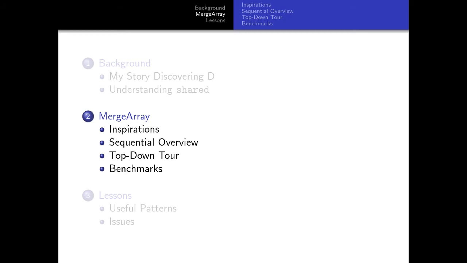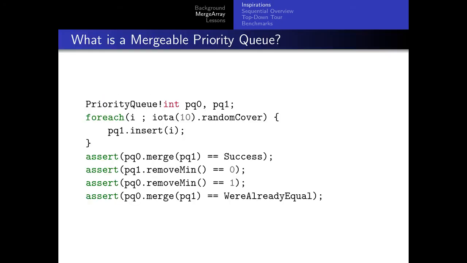So with all that, now I want to talk about merge array, which is the data structure that I built using all of these things. Merge array is a mergeable priority queue. What a mergeable priority queue is, basically, is something that would satisfy this sort of interface.